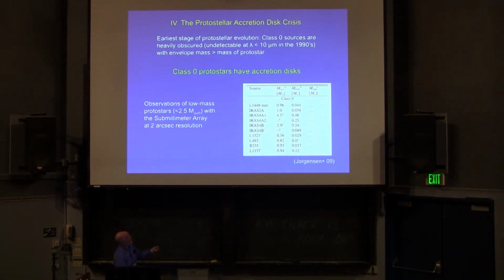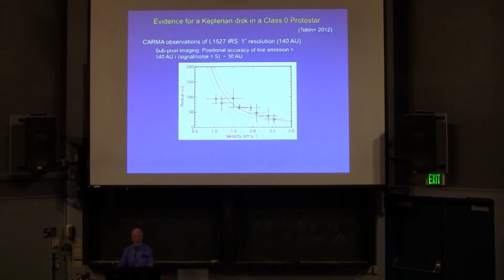So this is data from Jorgensen et al. in 2009. And here are a bunch of class 0 sources. Here are the envelope masses and the disk masses and the stellar masses. They don't know what the stellar masses are because it's not really possible to directly measure the mass of a protostar. So these all have disks, and these were observed with the Submillimeter Array. These disks have finite sizes. They're not just little teeny disks.